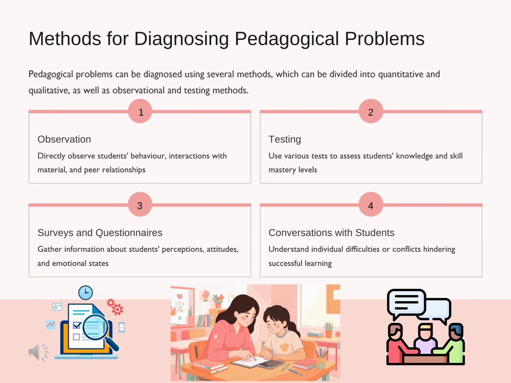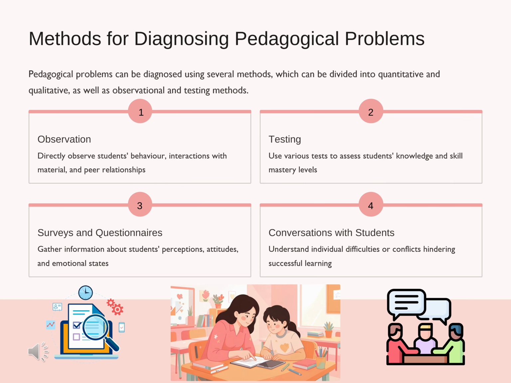Pedagogical problems may be diagnosed through a range of methods, including quantitative and qualitative approaches, as well as observational and testing procedures. The principal methods are observation, testing, surveys and questionnaires, and conversations with students. Each provides a distinct type of information and serves a specific diagnostic purpose. Observation helps examine behavior, interaction, and classroom engagement directly. Testing allows a more systematic assessment of knowledge and skill mastery. Surveys and questionnaires reveal students' perceptions, attitudes, and emotional states, while conversations help explore individual difficulties, misunderstandings, and interpersonal tensions in greater depth.